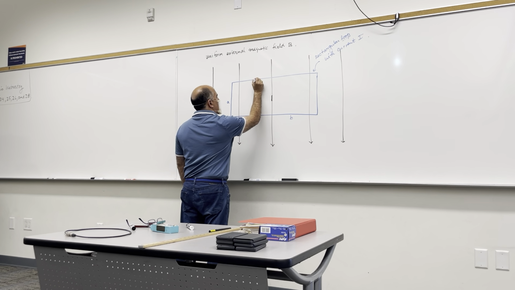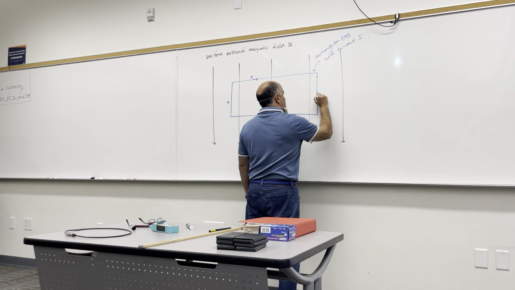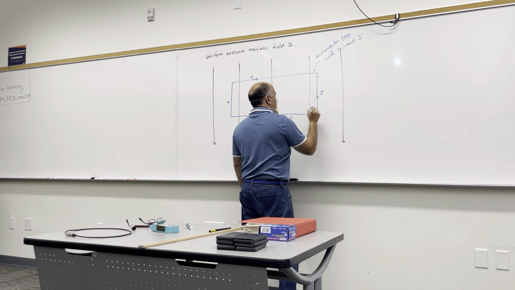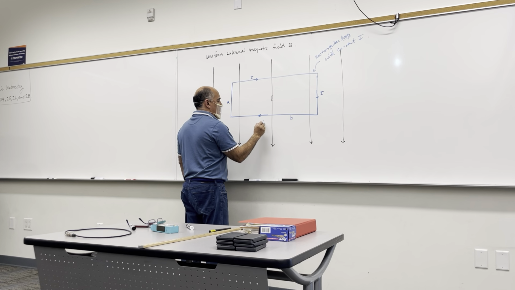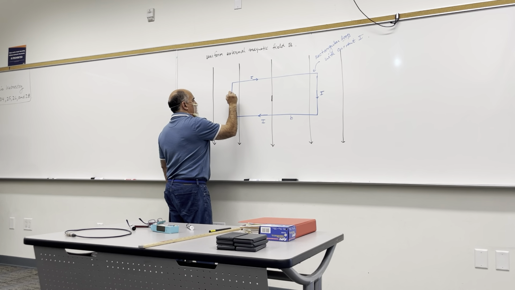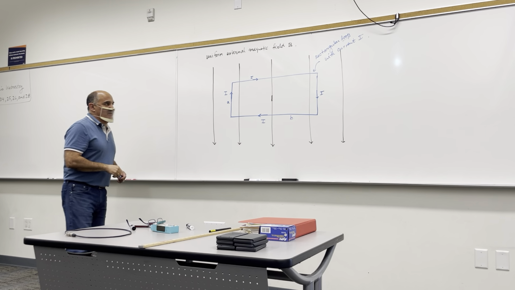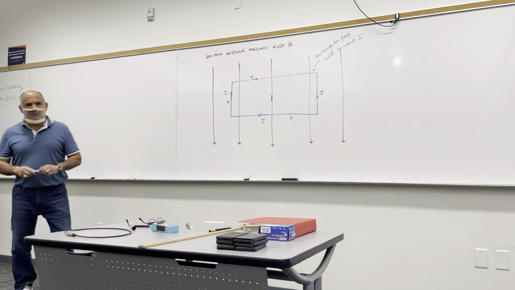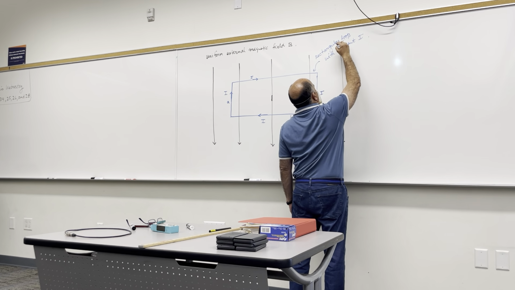So the current on this segment will be to the right. On this segment, the current will be down. On this segment here, the current will be to the left, and over here, the current will be up the board. For you, up the page. So it's there. How about this current is constant?